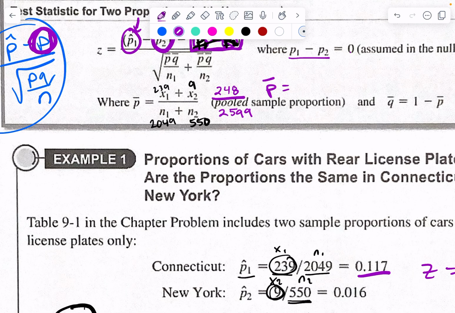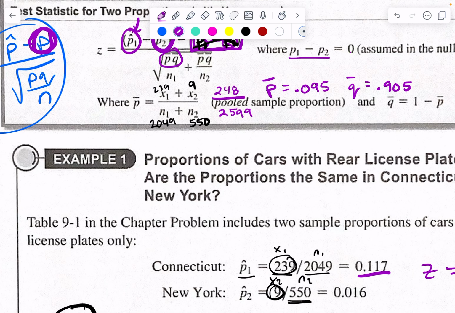So p bar will be whatever 248 divided by 2599 is. I do have a dumb calculator. 248 divided by 2599. And so for p bar, I get 0.095, let's say. That means that q bar will be the opposite of that. So if I subtract that from 1, I get 0.905, let's say. That's what that will come out to be.